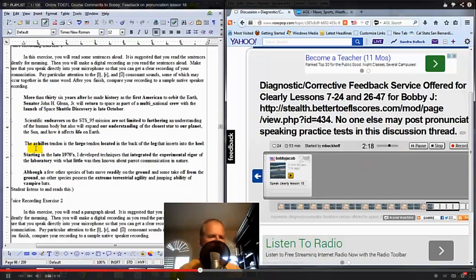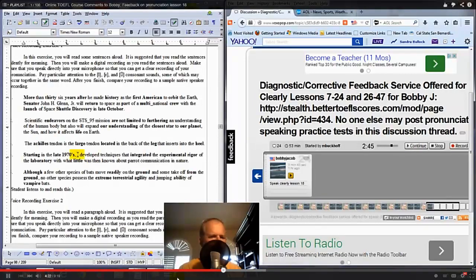Number three. Excuse me. The Achilles tendon is the large tendon located on the back of the leg that inserts into the heel. Number four. Starting in the late 1970s, I developed techniques that integrate the experimental rigor of the laboratory with what little was then known about parrot communication in nature.